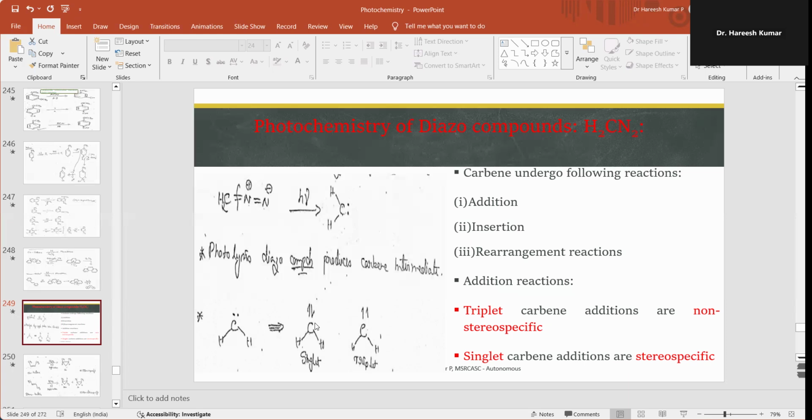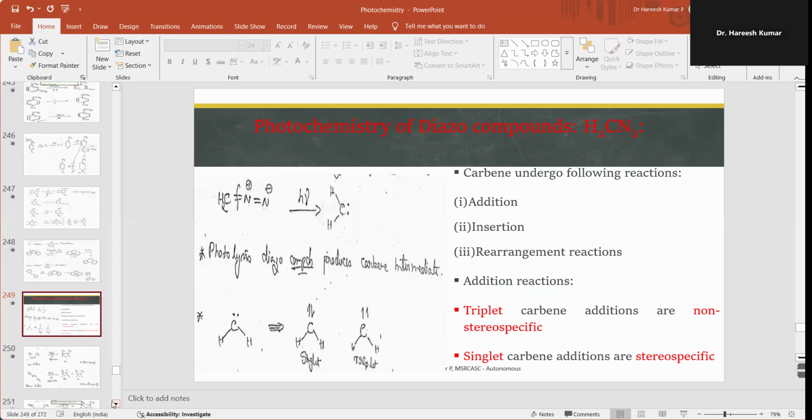The carbenes are of two kinds. One is the singlet, where the electrons are of opposite spin, and here the electrons are parallel, the same spin. That's called the triplet. Carbene undergoes the following reactions: addition reactions, insertion reactions, and rearrangement reactions. The addition of triplet carbene is non-stereospecific, and the addition of singlet carbene is stereospecific. With this, I will go to the next slide.